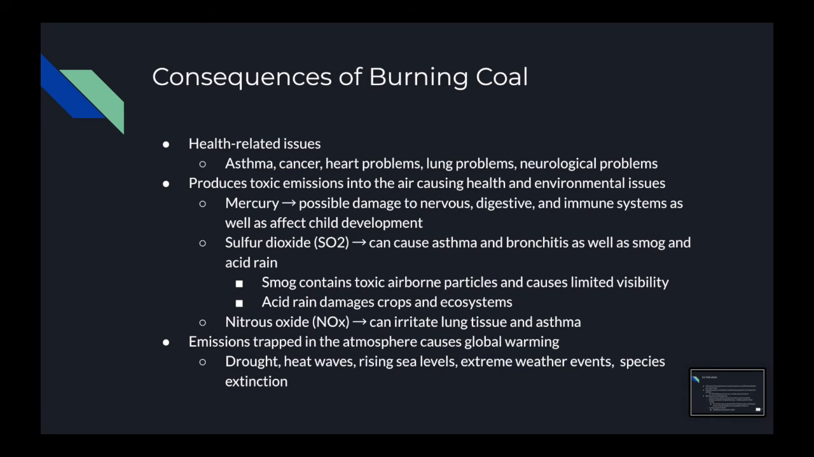Sulfur dioxide can cause asthma and bronchitis. It also contributes to smog, which contains toxic airborne particles and causes limited visibility. Smog also engulfs the city in a blanket of yellow and gray, which blocks out the sun and the blue sky. Sulfur dioxide can also cause acid rain, which destroys crops, damages ecosystems, and pollutes water sources.